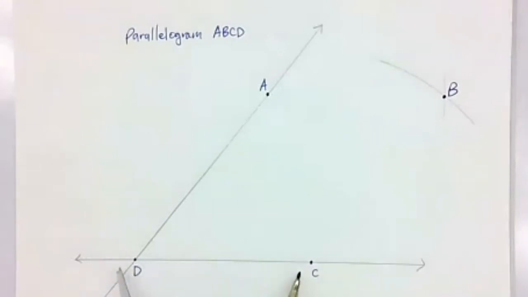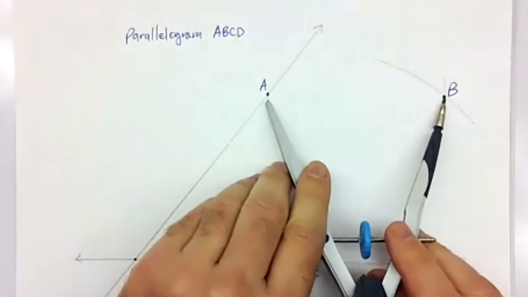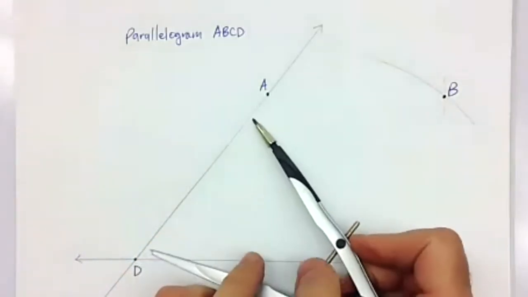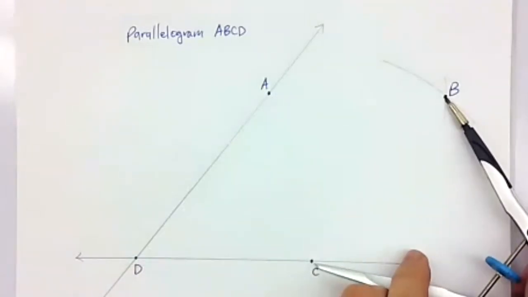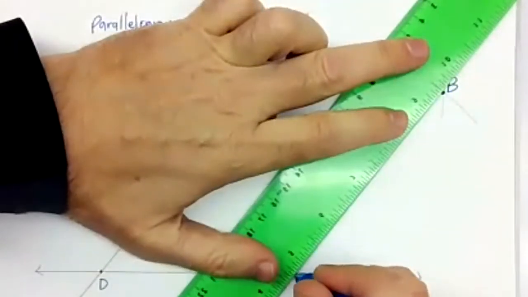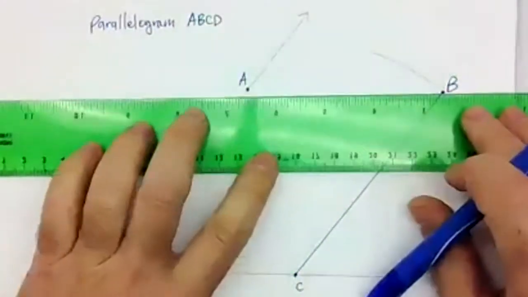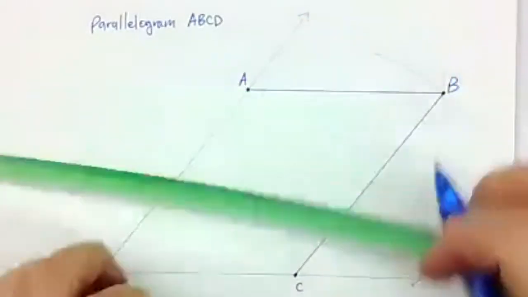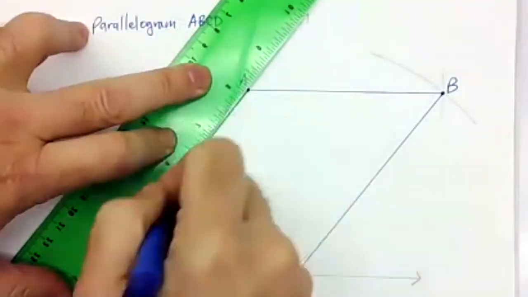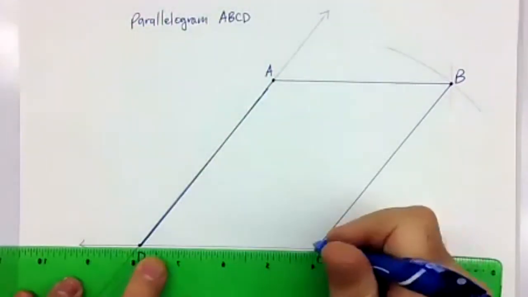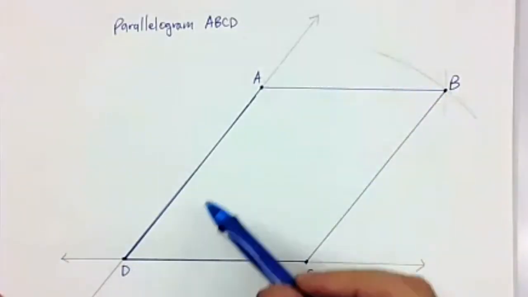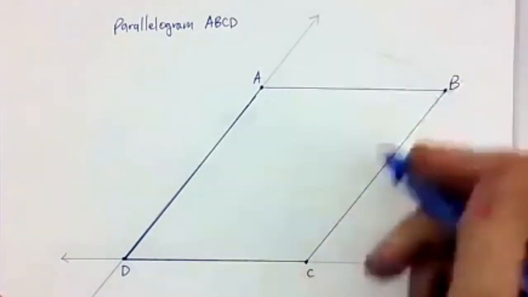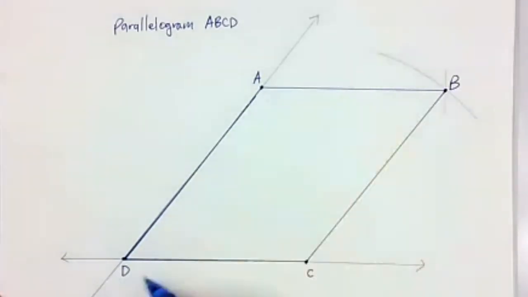Now, again, to review, DC is congruent to AB, and DA or AD is congruent to BC, right? AB is parallel to DC and AD is parallel to BC. It also means that they are congruent, that AB is congruent to DC, AD is congruent to BC.